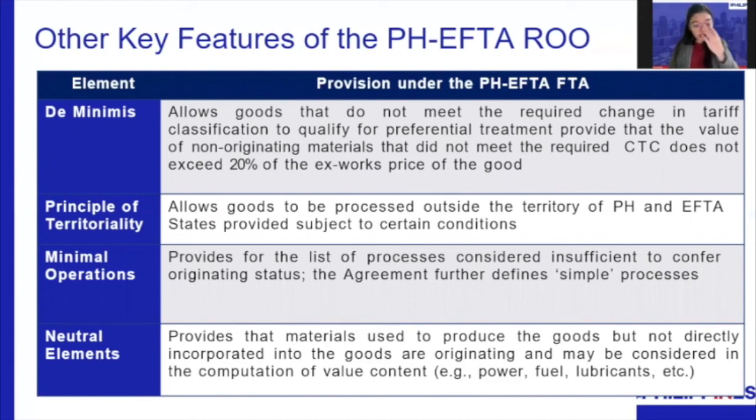These refer to the materials used to produce the goods but not directly incorporated into the goods, which are considered originating and may be considered in the computation of value content, such as power, fuel, or lubricants, among others. The consideration of neutral elements as originating is an advantage for the Philippines, noting that power cost is included in the computation of the total value content of a good.